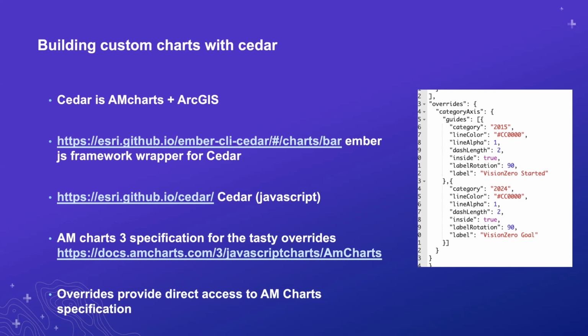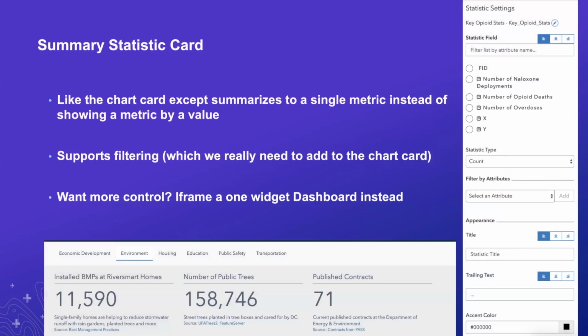So you can take a look at those libraries and build some pretty powerful data vises without writing a lot of JavaScript code. You can just configure your JSON and you'll be able to have a nice custom chart. Summary stat card does the same thing as the chart card, but it just counts or averages or does stuff like that. It supports filtering.